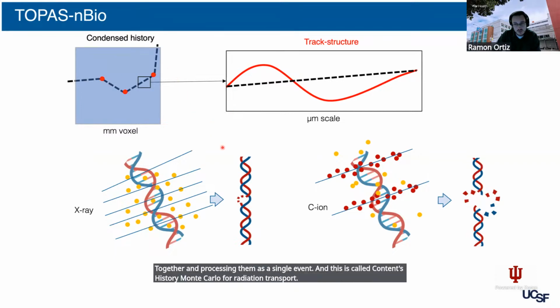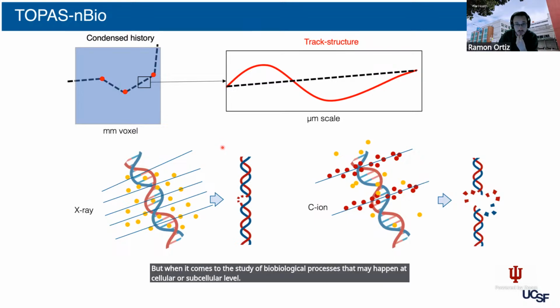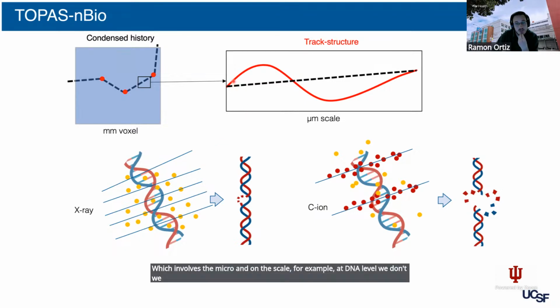But when it comes to the study of biological processes that may happen at the cellular or subcellular level, which involves the micro and nanoscale, for example, at the DNA level, we need to consider the individual interactions of radiation with matter, as we can see here in red, instead of processing them as a single event. And this approach is called track structure Monte Carlo.